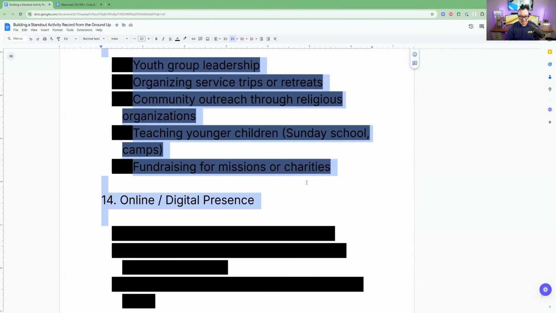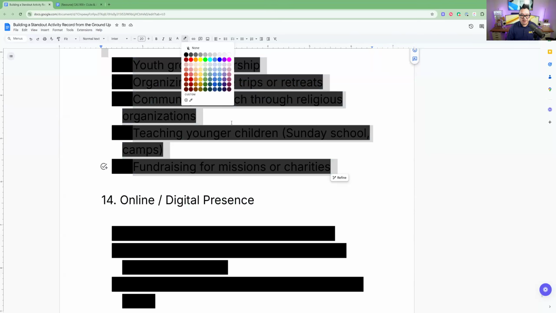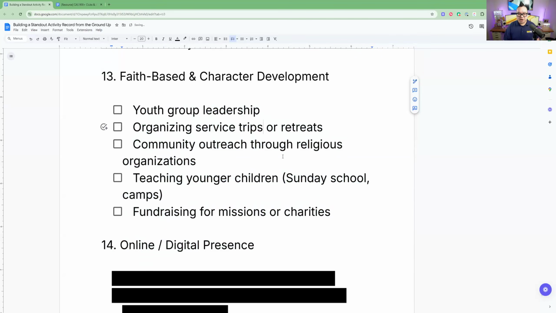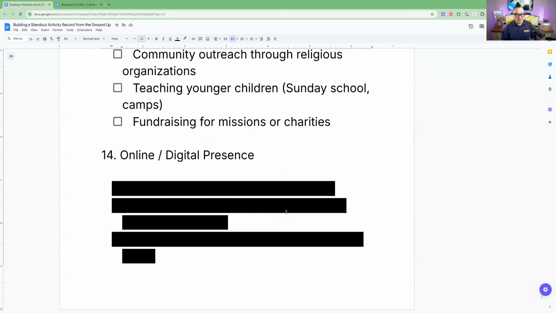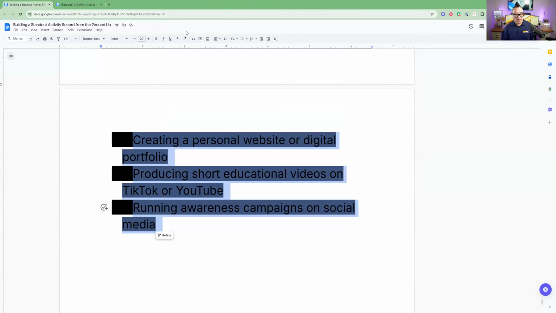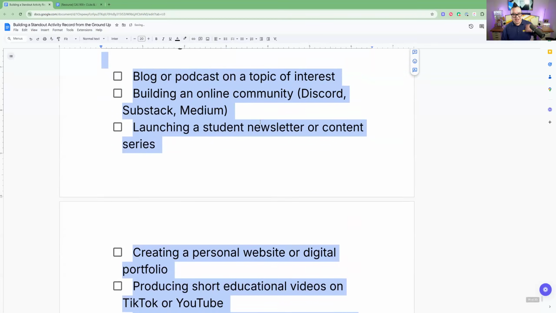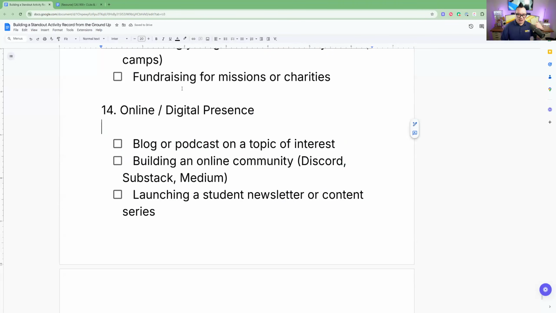Next one, faith. That's a big one for a lot of our families as well too, right? Maybe youth group, organizing service trips or retreats, teaching younger kids, fundraising. And for those online, this is good for anyone because you're watching me online right now, so you can probably do it too. Blog, podcast, online community. A lot of our kids do Discords.